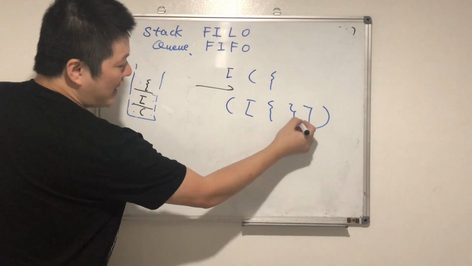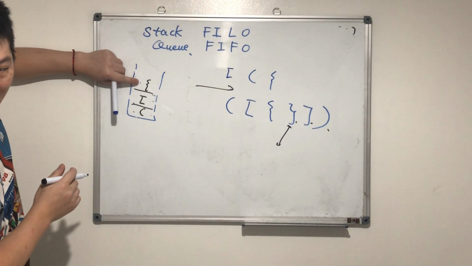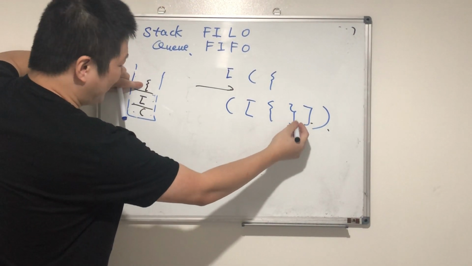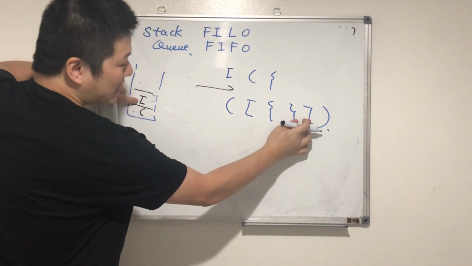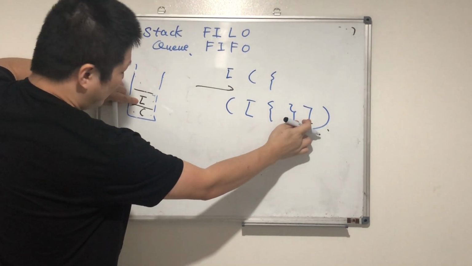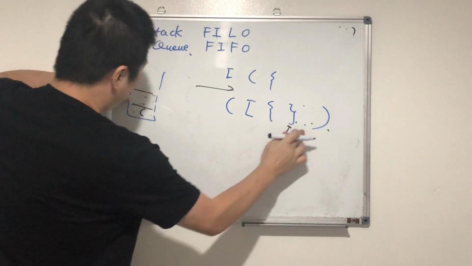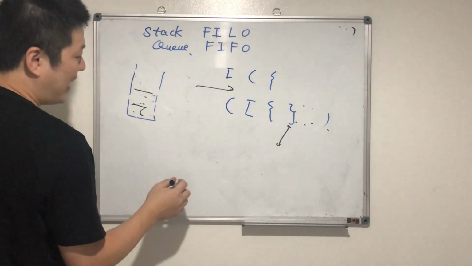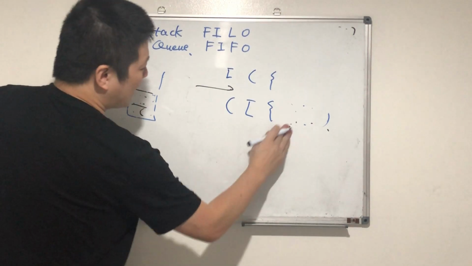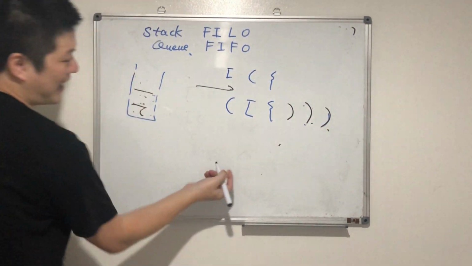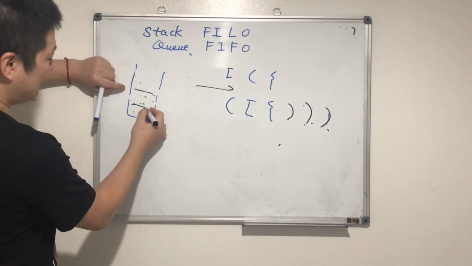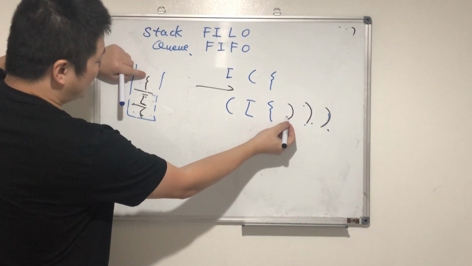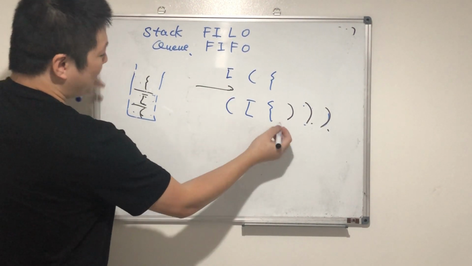When we meet any of these closings, we look at the top of the stack. The top of the stack is this. Does it match this one? Yes, then we take it out and continue. Does it match this one? Yes, we take it out. Does it match this one? Yes, we take it out. If it doesn't match, then we return false immediately.